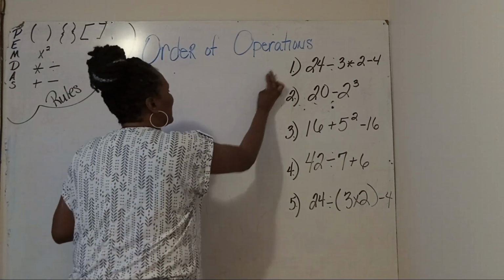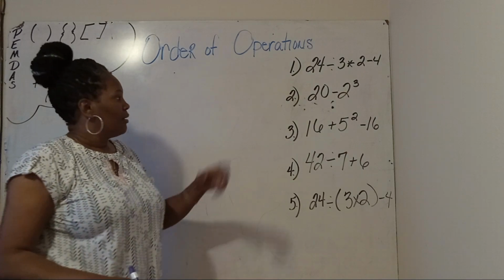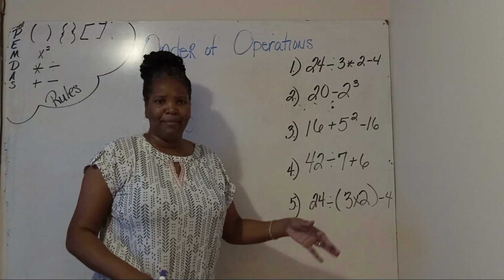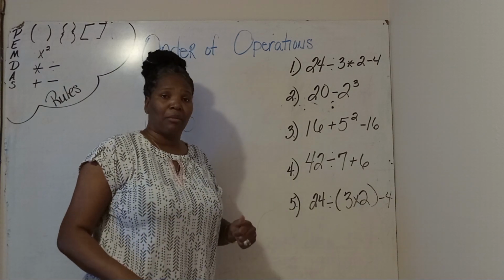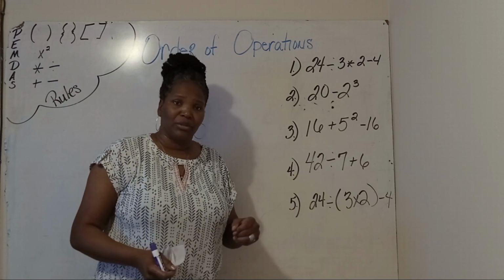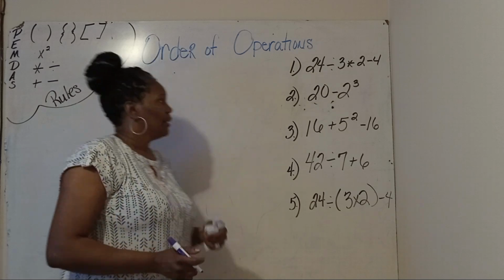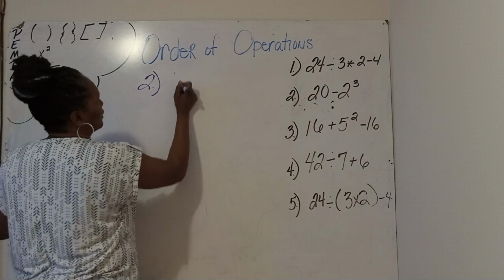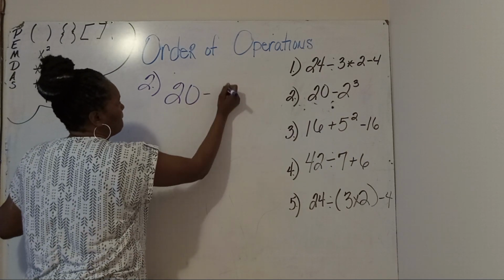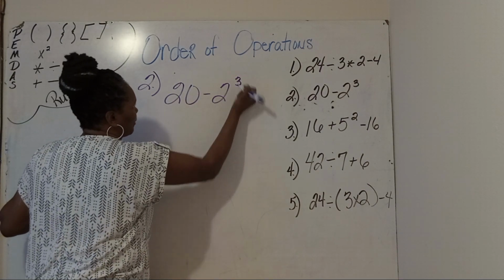And look, at any time during this video, if you feel like, hey, I want to try it by myself, try it by yourself, okay? Because I'm going to work all these problems. So try it by yourself and see if you come up with the right answer. I believe you can do it. Let's do number 2. All right, number 2, we got 20 minus 2 to the third power.